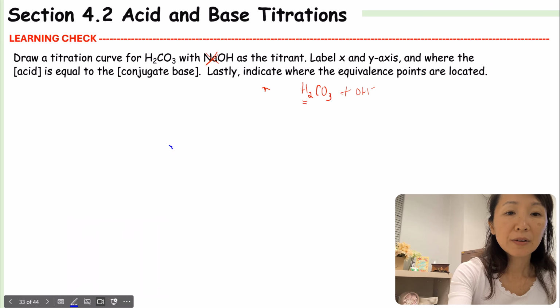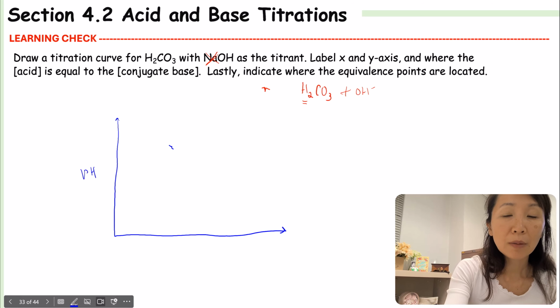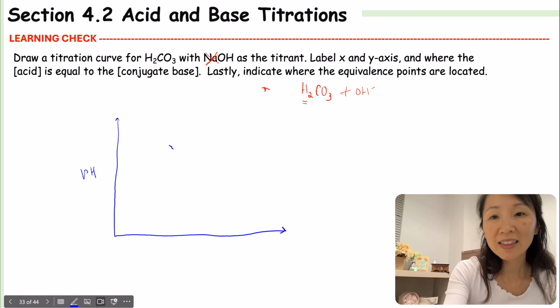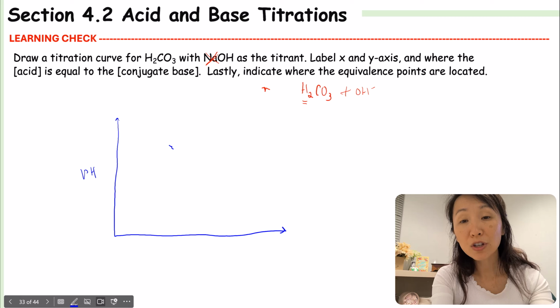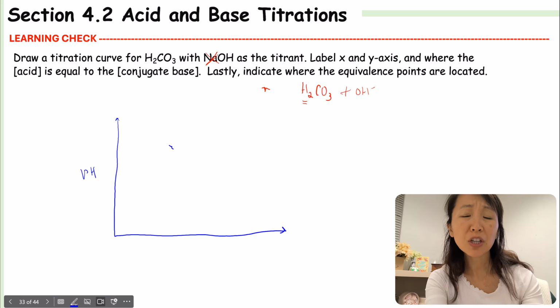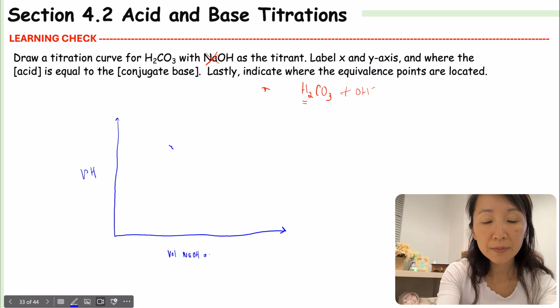So I'm going to go ahead and draw the y-axis, and then here's my x-axis. My y-axis is pH, and then the x-axis is going to be the volume of how much NaOH is added, not concentration, volume.